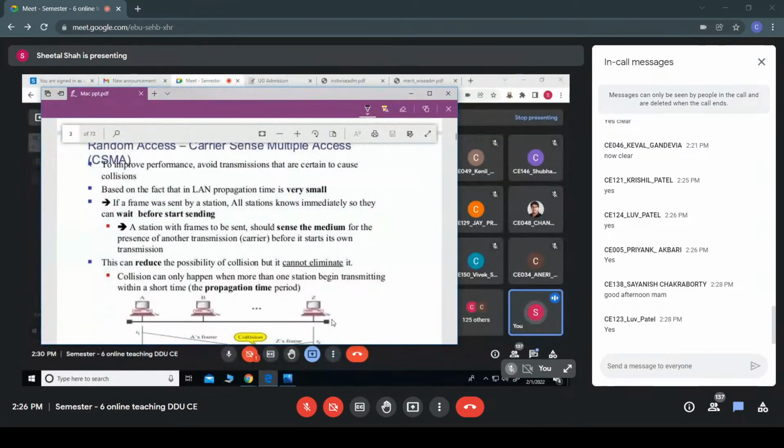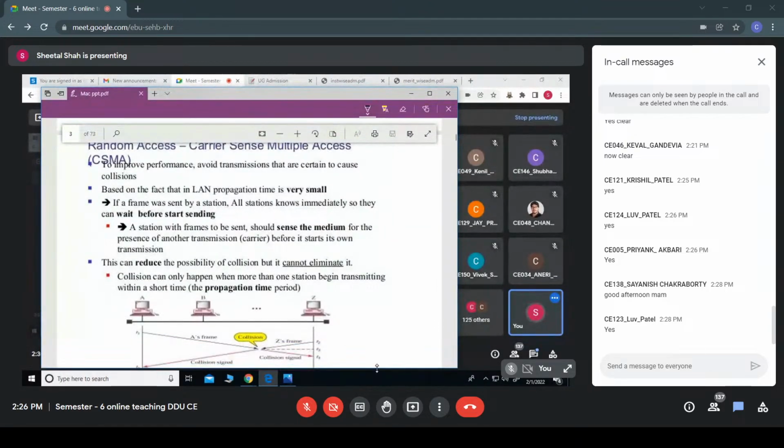So, what do you mean by carrier sense, first of all? Carrier means the channel through which the data is exchanged or passed. So, sensing the carrier means we are listening to the carrier. Is the carrier free, or the channel free for the data transmission, or is it not free? That is nothing but carrier sense.